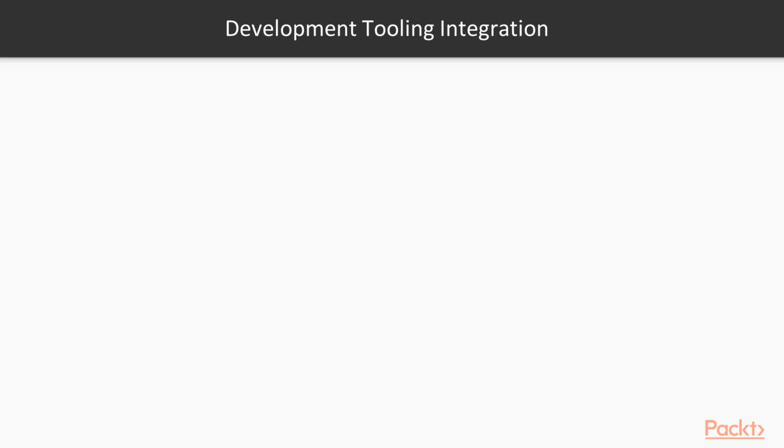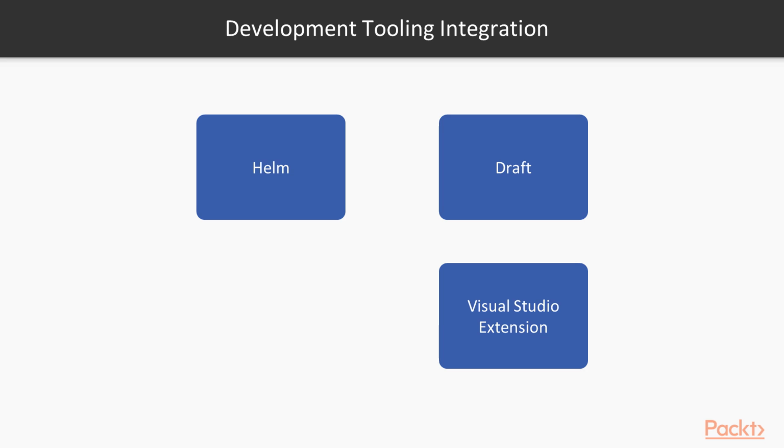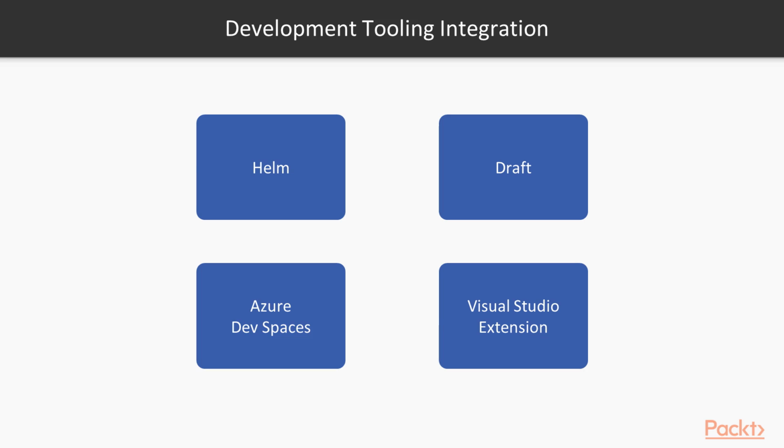Kubernetes has a rich ecosystem of development and management tools such as Helm, Draft, and the Kubernetes extension for Visual Studio Code. All of these tools work seamlessly in AKS. Additionally, Azure Dev Spaces provides a rapid Kubernetes development experience for teams. With minimal configuration, you can run and debug containers directly in AKS.